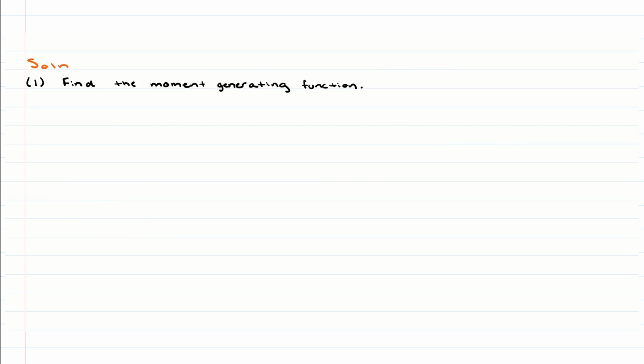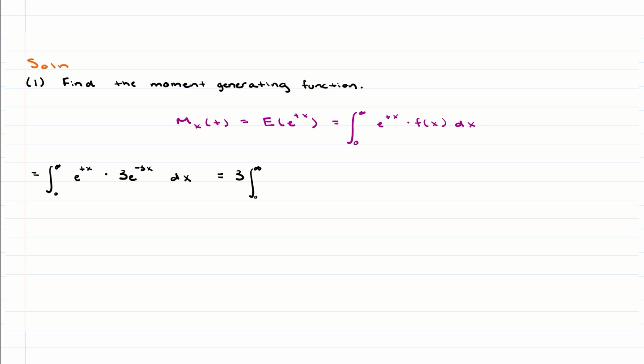The first thing that we were asked to do is to find the moment generating function. So let's review its formula. It says the moment generating function equals the expected value of e raised to t times x, and that equals the integral from 0 to infinity of e raised to t times x times the function that we were given, dx. So to find the moment generating function, we're going to take the integral from 0 to infinity of e raised to t times x times the function we were given in our example, that's 3e raised to negative 3x dx. Now I'll move the constant to the outside of the integral. And then combine exponents under one factor of e.